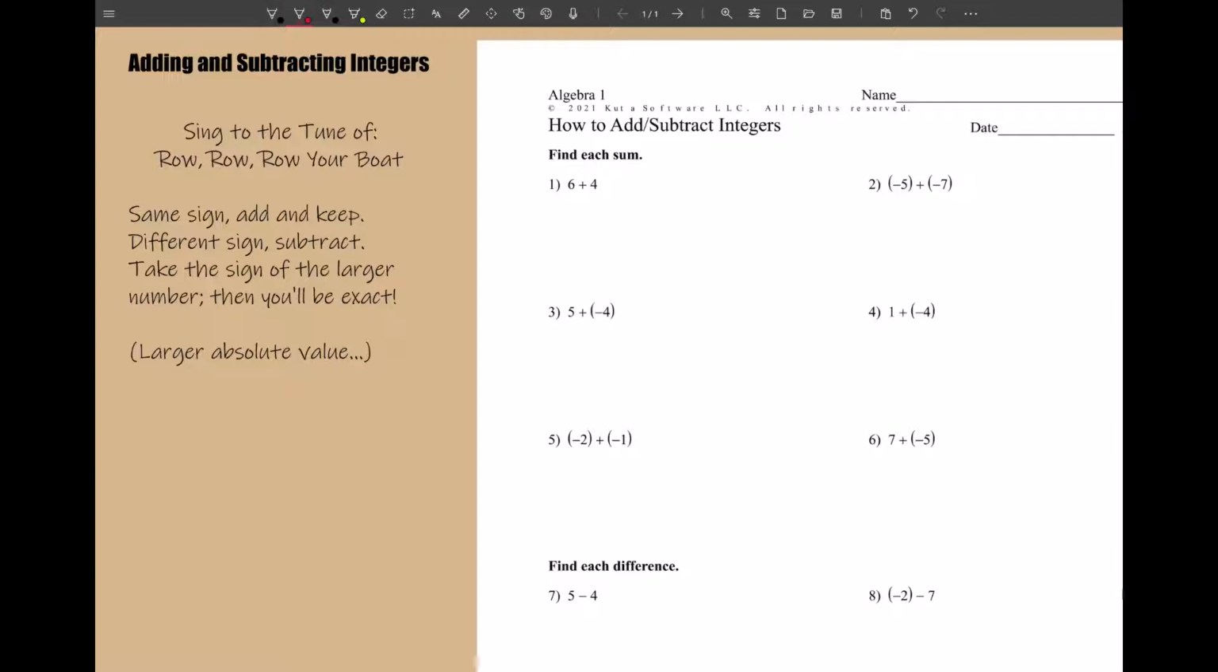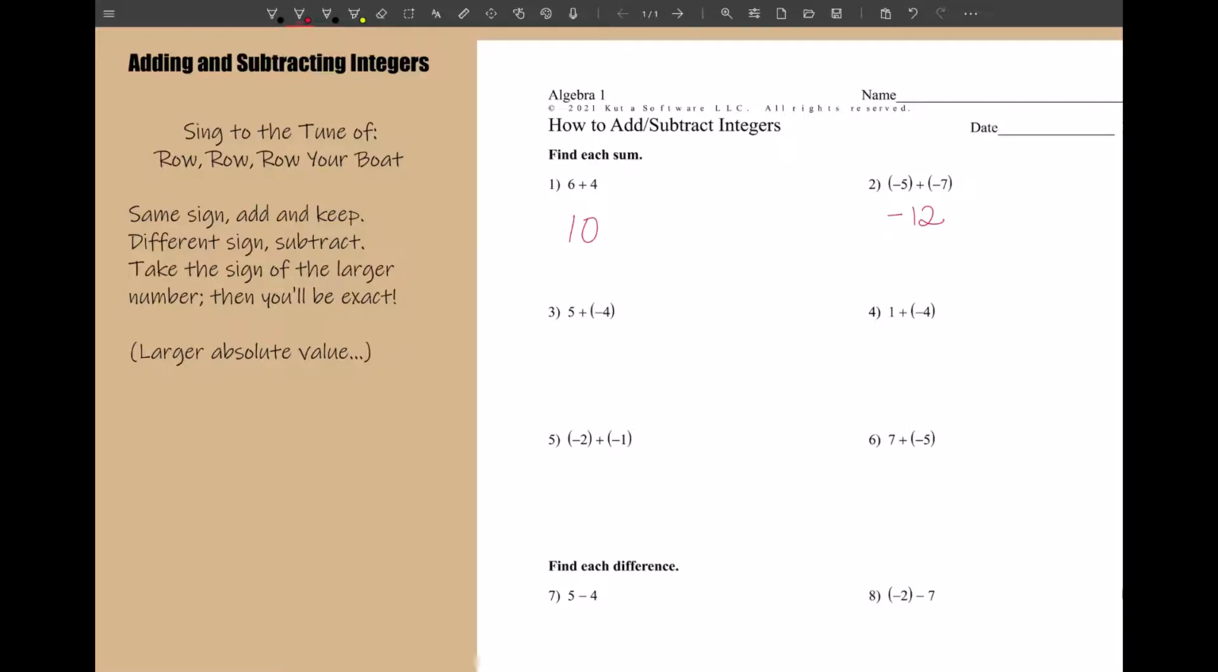So right here we have a regular addition problem. You consider it regular because it's two positive numbers. 6 plus 4 is simply 10. However, when you look at number 2, you've got a -5 and a -7. These two numbers have the same sign because they're both negative, so you add and you keep the sign. The sign is negative, 5 plus 7 is 12. If you go back to number 1, 6 and 4 had the same positive sign, so you added them and kept it a positive 10.